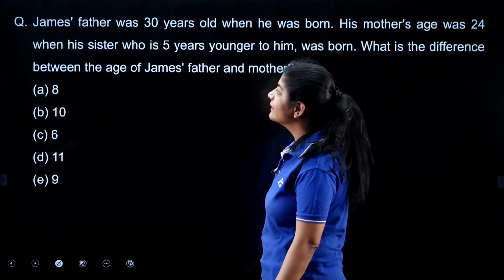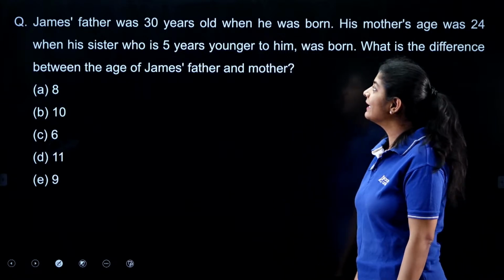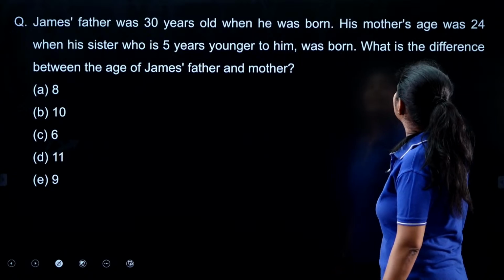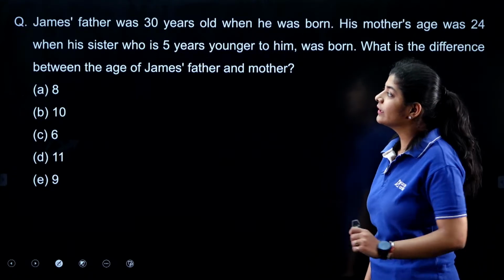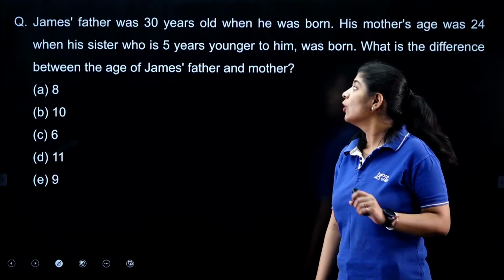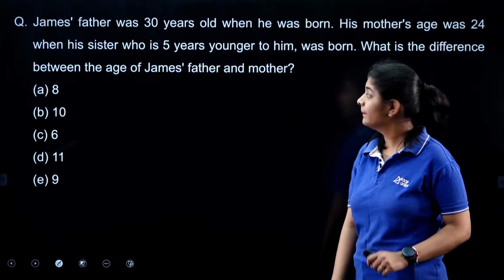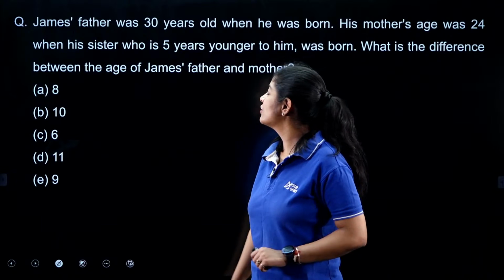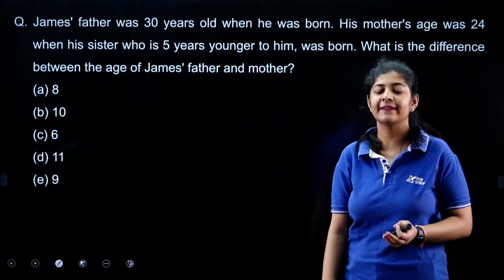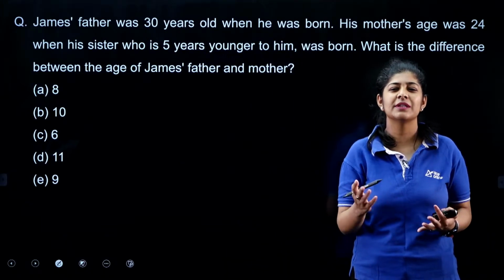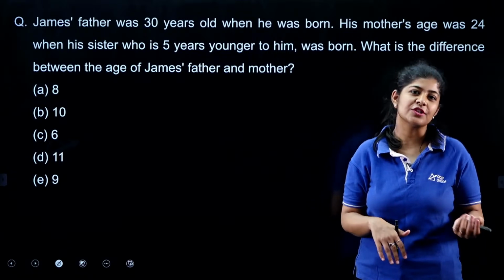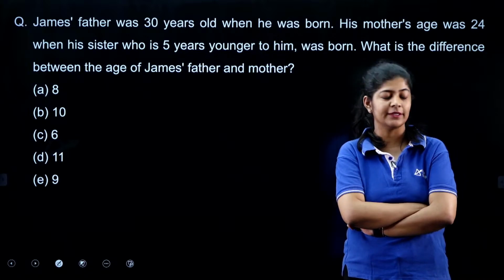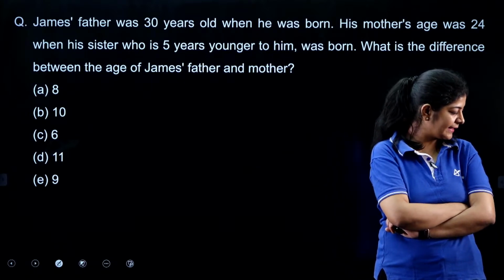The question is saying that James' father was 30 years old when he was born. His mother's age was 24 years when his sister, who is 5 years younger than him, was born. What is the difference between the age of James' father and mother? It's a very simple one, I guess. All you need to do is a little subtraction and addition to get the difference between the ages of James' father and mother. So what answer are we getting?